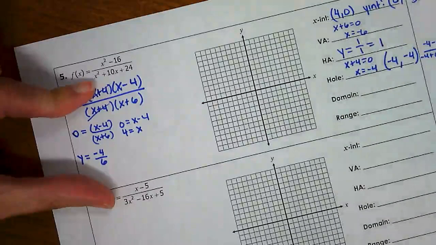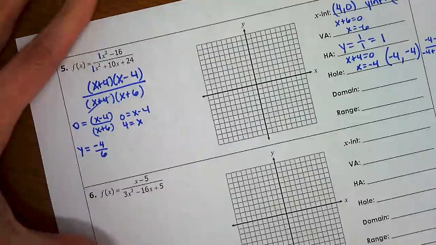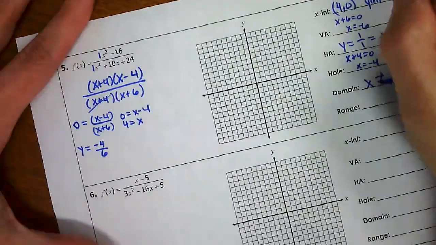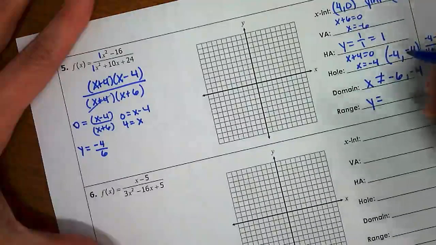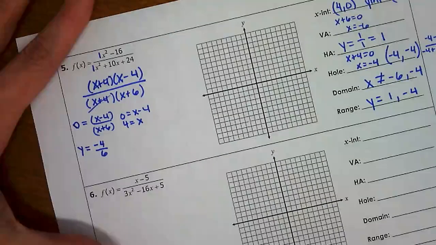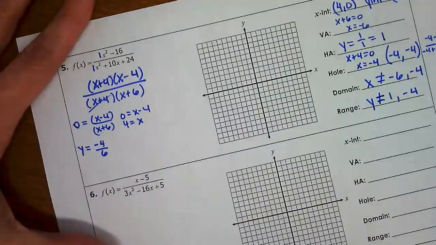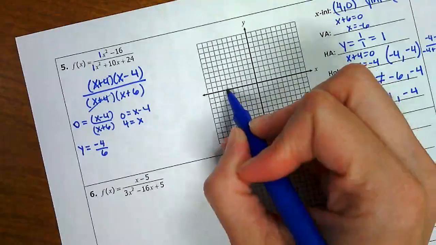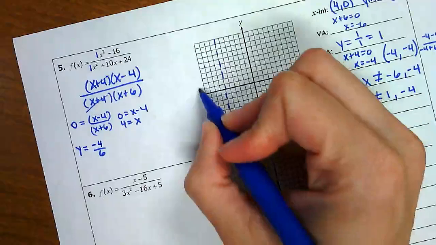Vertical asymptote, take what's left in the bottom and set it equal to 0. So x is negative 6. Horizontal asymptote, degree in the top is the same as the degree in the bottom. So it's 1 over 1, which is just 1, because leading coefficient over leading coefficient. The domain, I'm leaving out the negative 6, and I'm leaving out the negative 4. Range, I'm leaving out the 1 and the negative 4. The negative 4 came from the hole for both of those parts. Oops, not equal to.